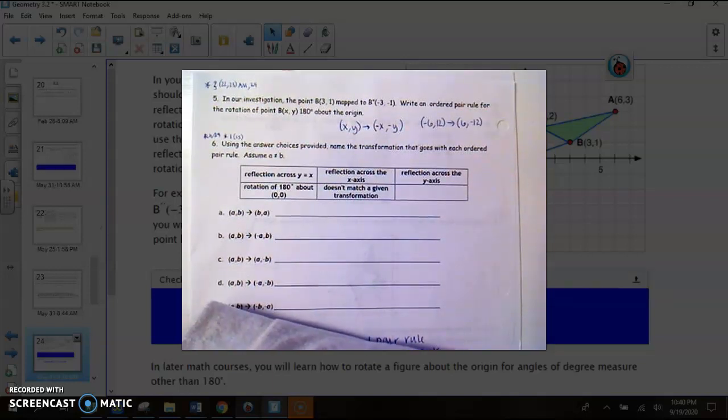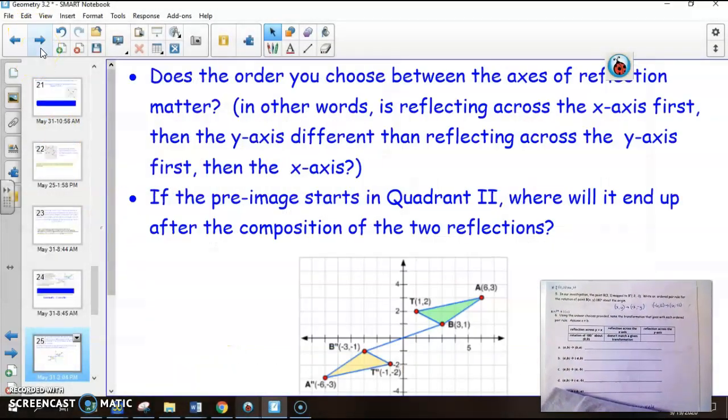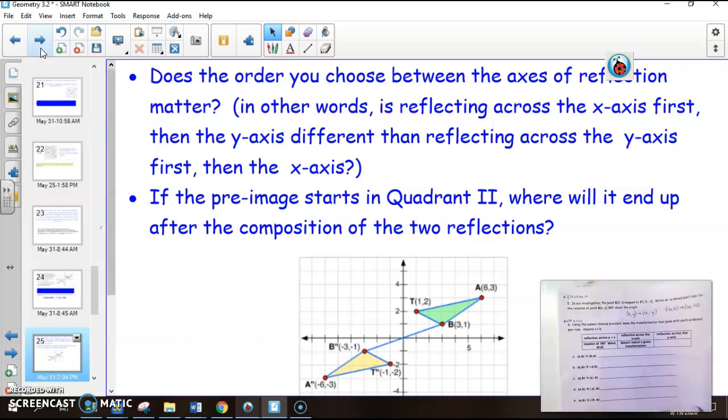Alright, so let's look at our next slide. It says, does the order you choose between the axes of reflection matter? In other words, if you reflect across the x-axis first and then the y, is that different than if you started reflecting across the y-axis and then did the x-axis? So let's just take a point and talk about that for just a minute.